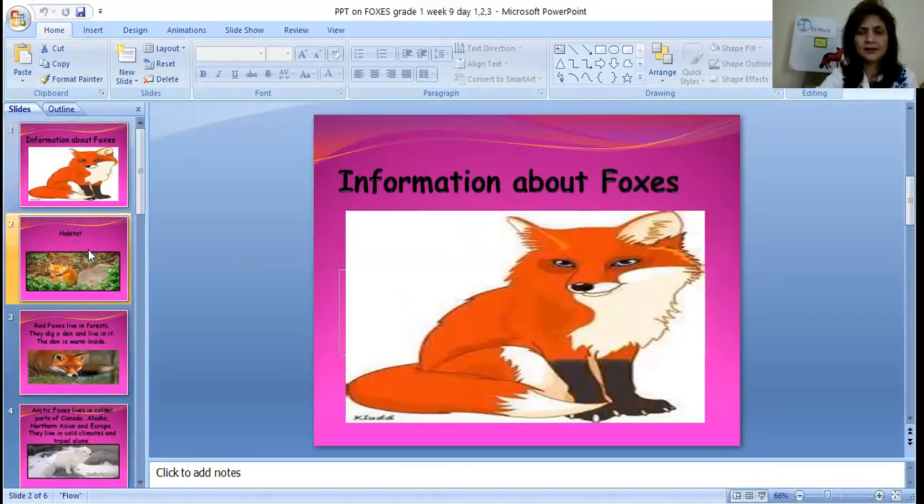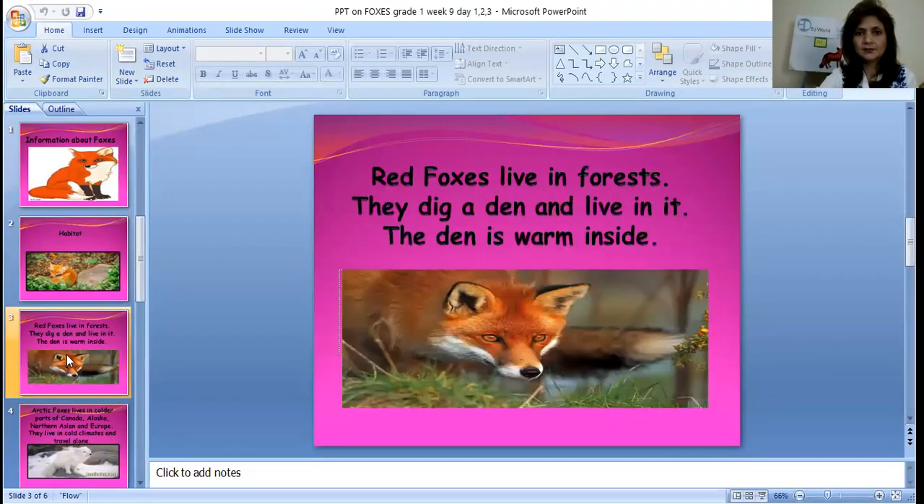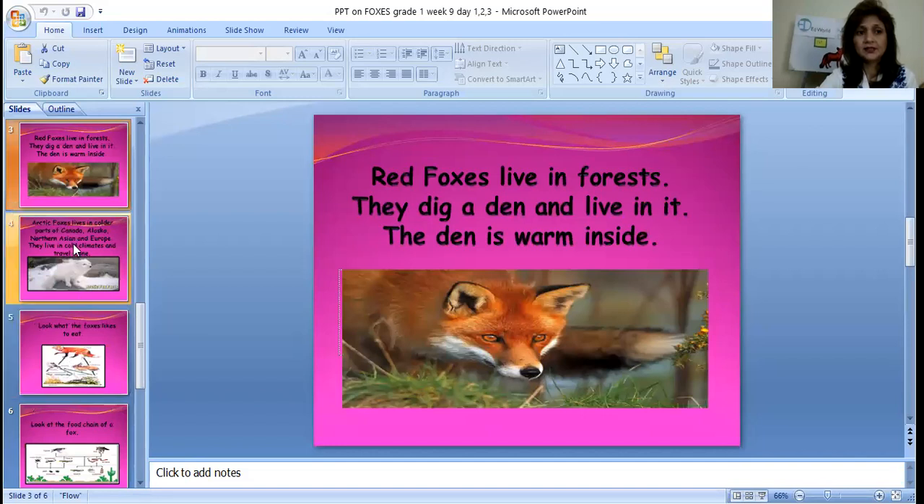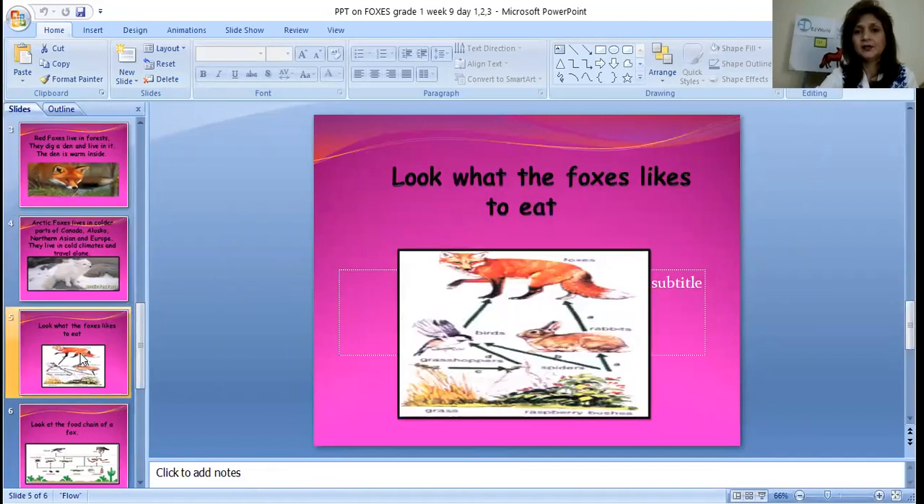And the habitat of foxes we have seen. Then we have seen the red fox, right? It lives in the desert, in forest. We have seen the Arctic fox. It lives in the colder climate. Now, here comes what foxes like to eat.